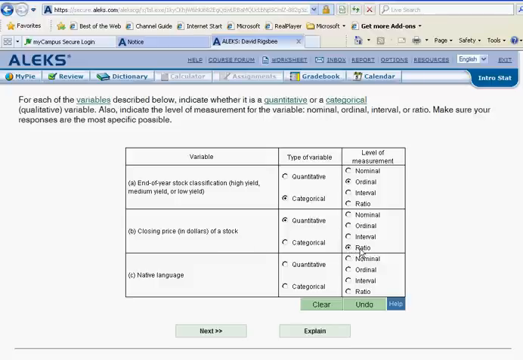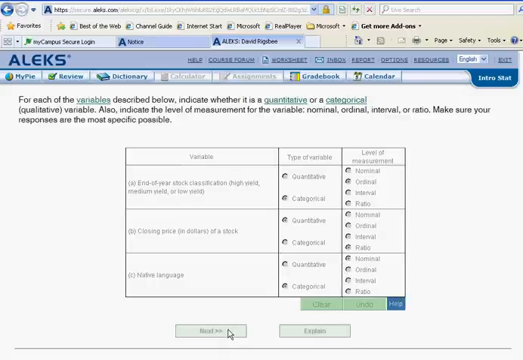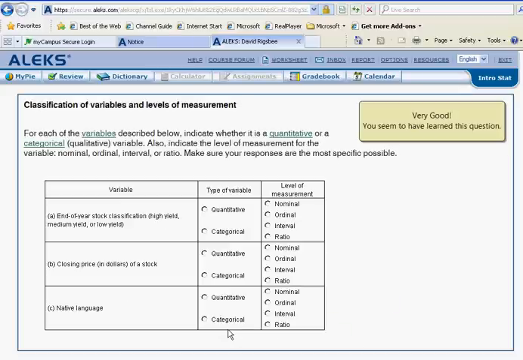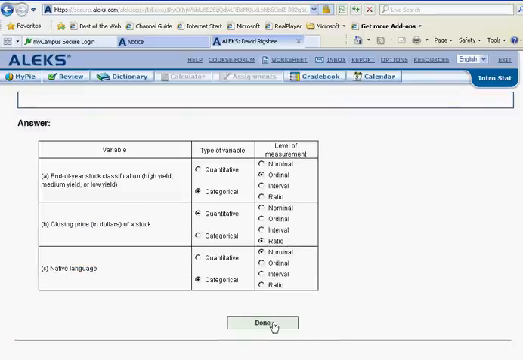A native language, well, there's no numbers there. That is merely a category, and we would have a name for that, like English or Spanish or French. And so let's do this one and another one so you can see this at work. End of the year stock classification again. Okay, that came up again. We have a categorical here and order.